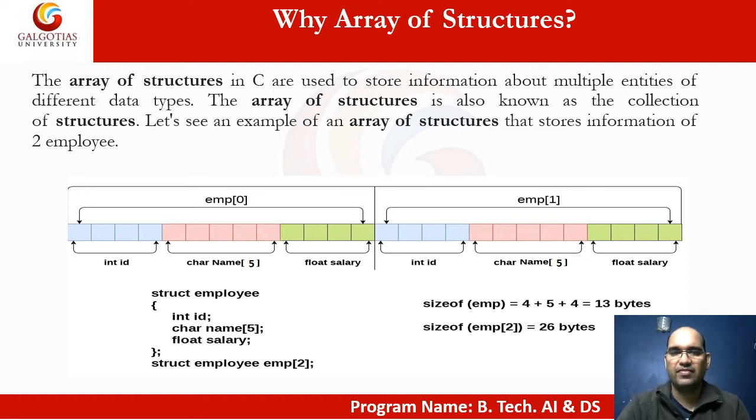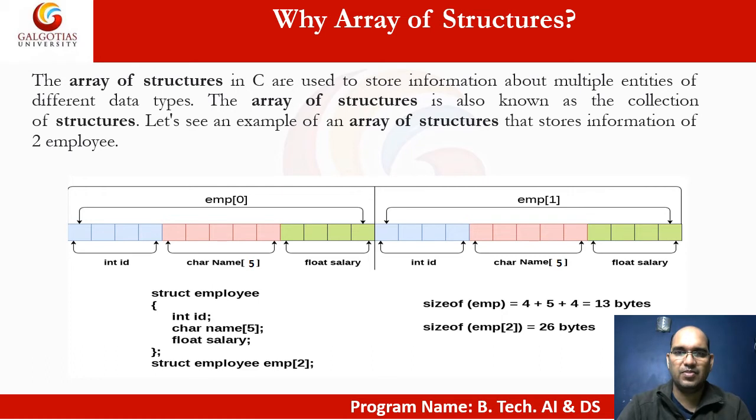When we have different data types and we want to make different entries for that, for example, if I want to store the records of 50 students, and one record contains different kinds of data, that is student name, student age, student roll number, student marks, etc., but I want to store it for 50 students, in that case you require the array of structure. The array of structure is also known as the collection of structures.